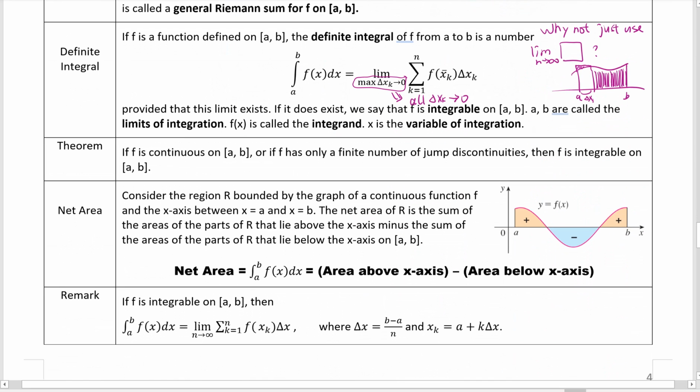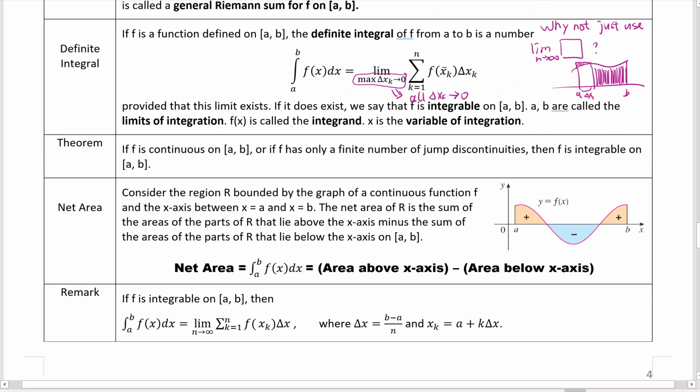Okay, so theorem. If f is continuous on the interval a to b, or if f has only a finite number of jump discontinuities, then f is integrable on [a, b]. We allow a finite number of jump discontinuities because you can have a picture like this. You can still integrate it: that's the integral of this piece plus the integral of that piece plus the integral of that piece. So we don't require it to always be continuous. When it's continuous, then it's integrable. We can also allow a finite number of jump discontinuities.